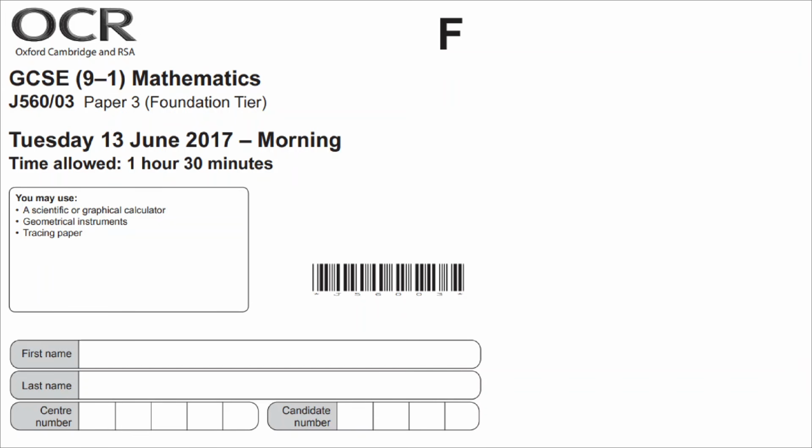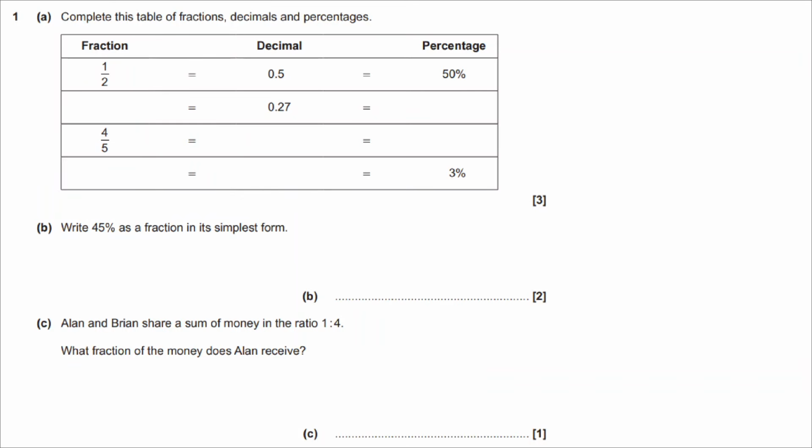Okay, welcome along to the June 2017 paper 3, Foundations here, the last paper from June 2017, and it is a calculator paper. I'll go through all of the questions, showing exactly what I'm thinking for all of them, and hopefully it is useful for you guys. So without further ado, let's begin.